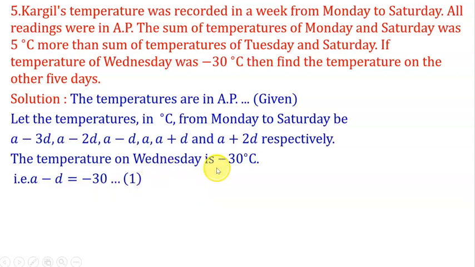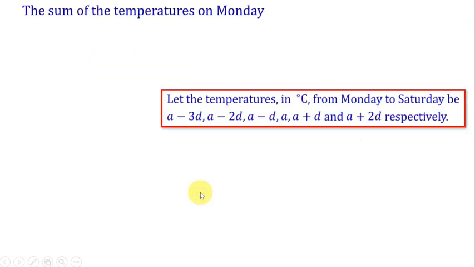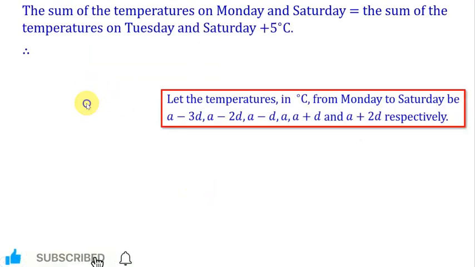Okay, this is the temperature on Wednesday. We are given one condition: the sum of temperatures on Monday and Saturday was 5 degrees Celsius more than the sum of temperatures on Tuesday and Saturday. Therefore, the sum of temperatures on Monday and Saturday is equal to the sum of temperatures on Tuesday and Saturday plus 5 degrees Celsius. Okay. By using this condition, we'll solve here.